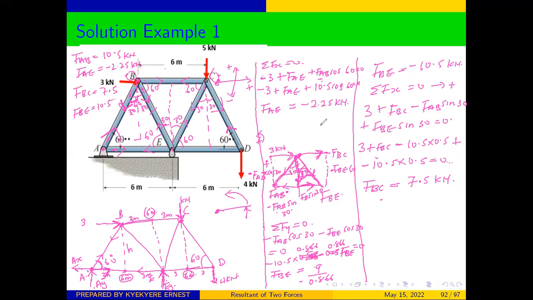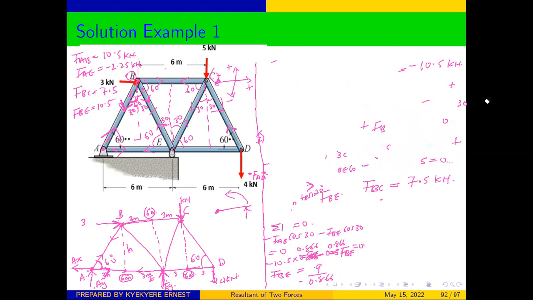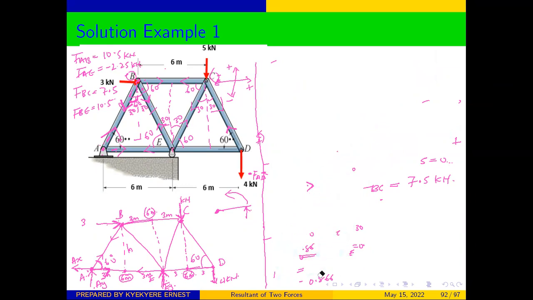I want to clean all the space there so that we can get a wider view of what I'm trying to explain. Now from there, we can move on to our next joint and then analyze the next joint. Don't forget that we said that you should always analyze the joint with a maximum of 2 unknowns. Let's see the next joint which we can go to.